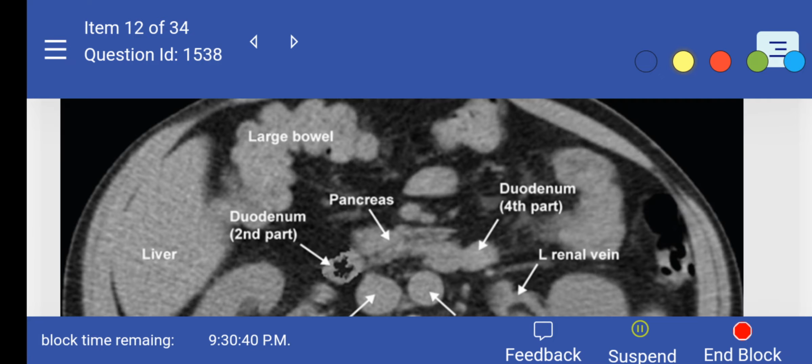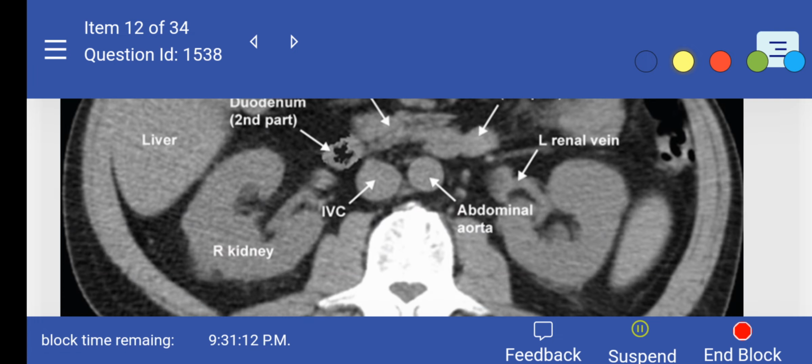Let us see the explanation. First, let us know these things. This is the large bowel, right? And this one is the duodenum, second part. Then this one is the pancreas, right? And this one over here is the liver, right? And with that, this is the duodenum, fourth part, right? And this is the left kidney, okay. And with that, this is the left renal vein. Let me show this for you. Yeah, so this one is the left renal vein, right? And this one is the abdominal aorta, because this is at the L2 level, right?